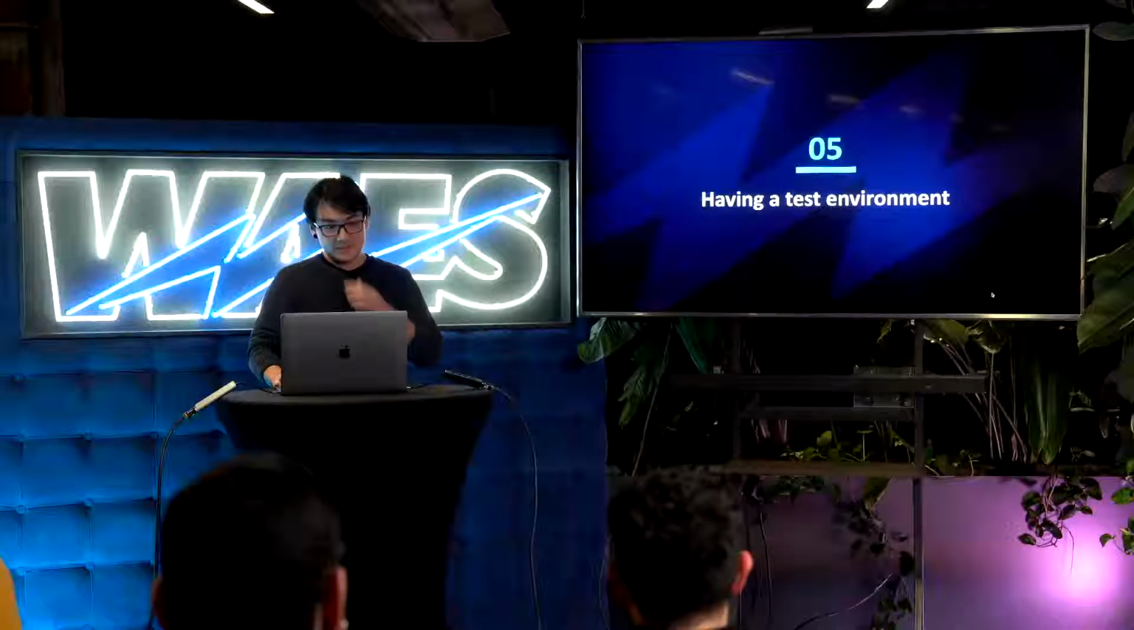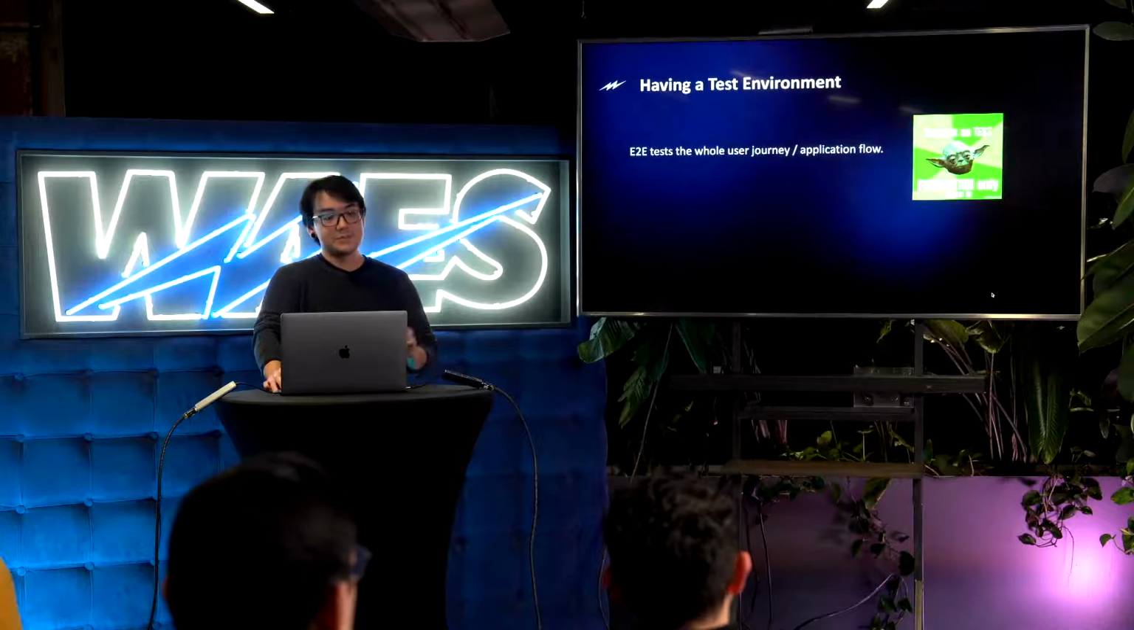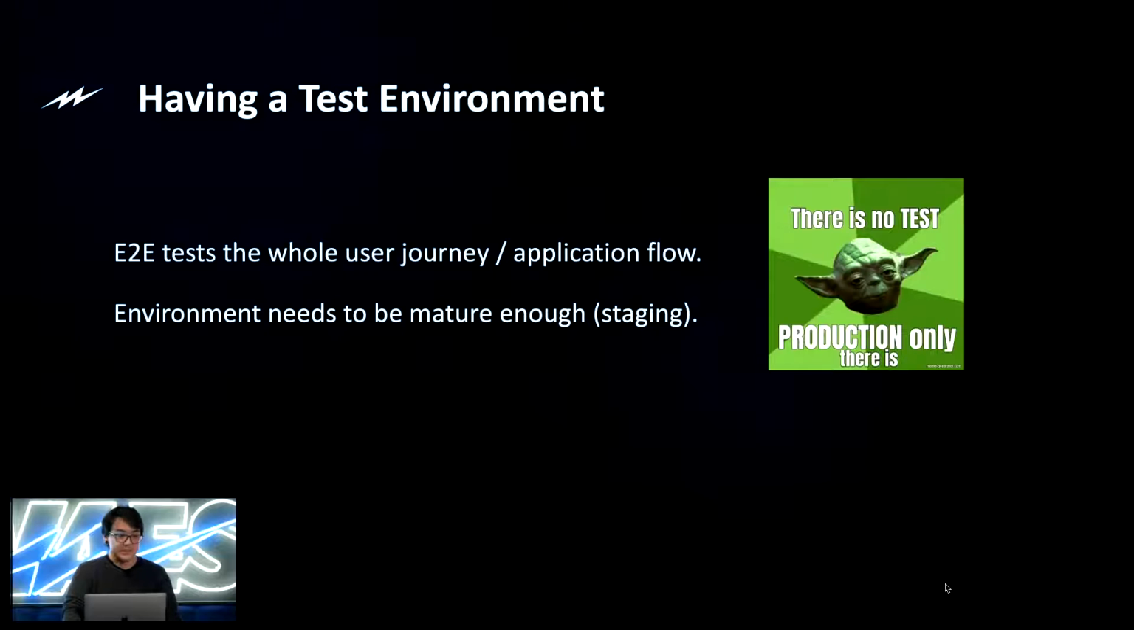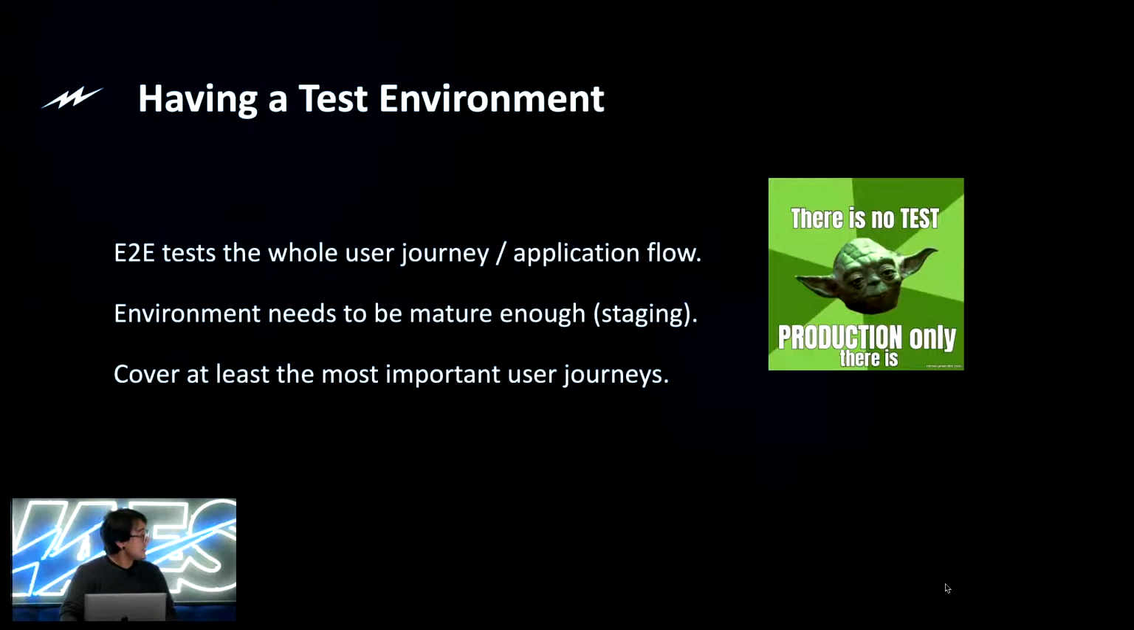So let's discuss a bit about the test environment. As I said before, the end-to-end tests test the whole user journey or application flow. And because of that, the environment needs to be mature enough. So I would say that the best place to run your end-to-end tests is in the staging environment. So it's one step before production. And then it should cover at least the most important user journeys. So there are not so many tests because they are slow, as you can see at the top of the pyramid.